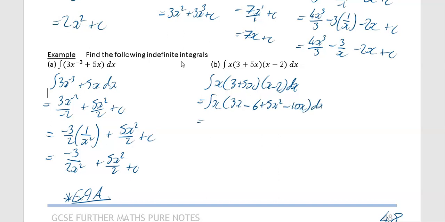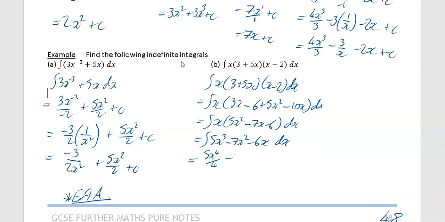And good practice, folks, tidy up first before you do any multiplying out. That's going to give you 5x squared minus 7x minus 6. Still haven't integrated, so we've still got our integration sign and our dx. Now multiplying by the x, you'll have 5x cubed minus 7x squared minus 6x, and we're good to integrate. So integrating, remember you raise the power by 1 and you divide by the new power, so it's going to be 5x to the 4 over 4 minus 7x cubed over 3. That's going to be minus 6x squared over 2, and remember your constant of integration.